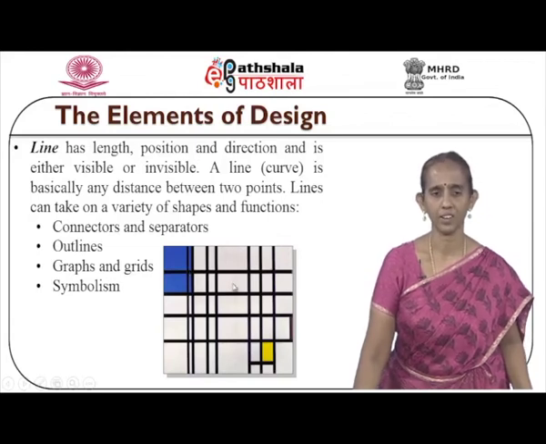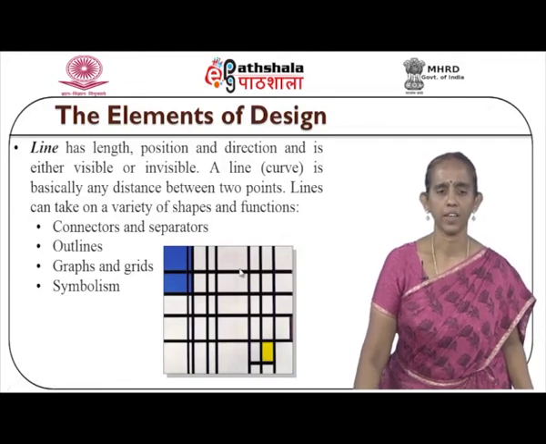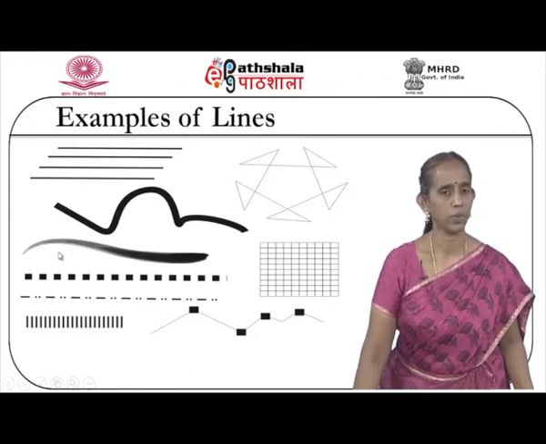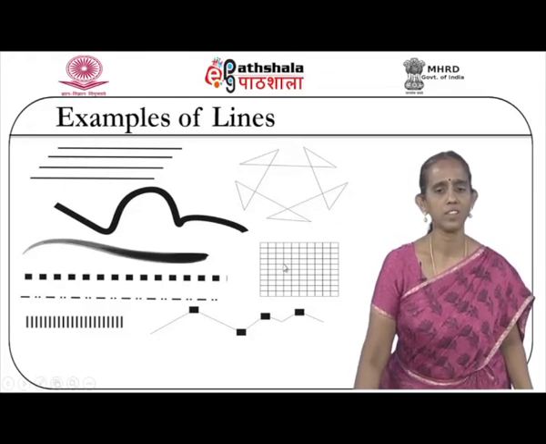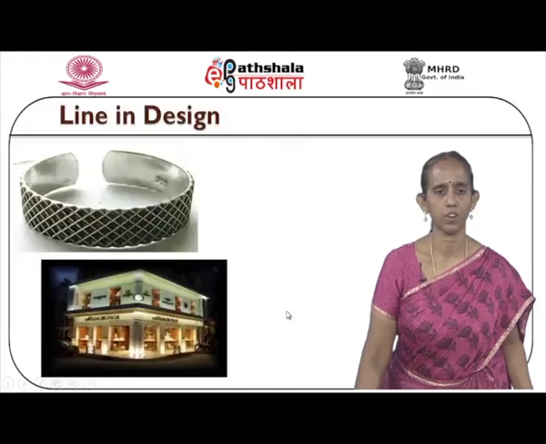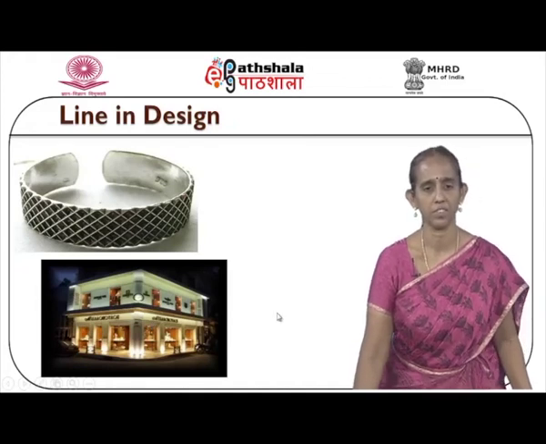A line can act as an outlier. A line can be used in graphs and grids. Line can also be used in symbolisms. So these are examples of various types of lines. We have horizontal lines, and then we have grid lines, and then we have slanting lines. So these are certain examples of lines. This is line in design. We can see how lines are being used in visual structures in different ways.